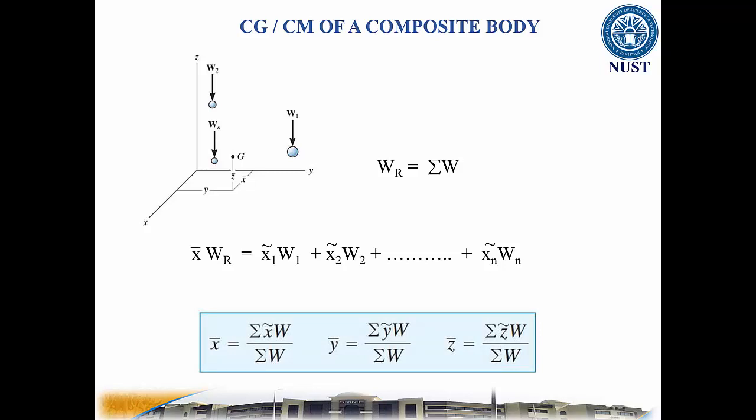It may be noticed that summation is used when the number of particles is finite, while integration, as discussed in the previous video, is used when dealing with an infinite number of particles. By replacing the W with m in these equations, the coordinates of the center of mass can be found.